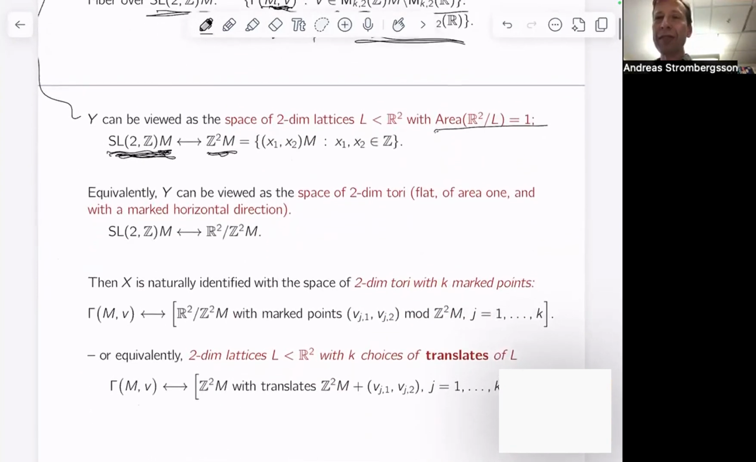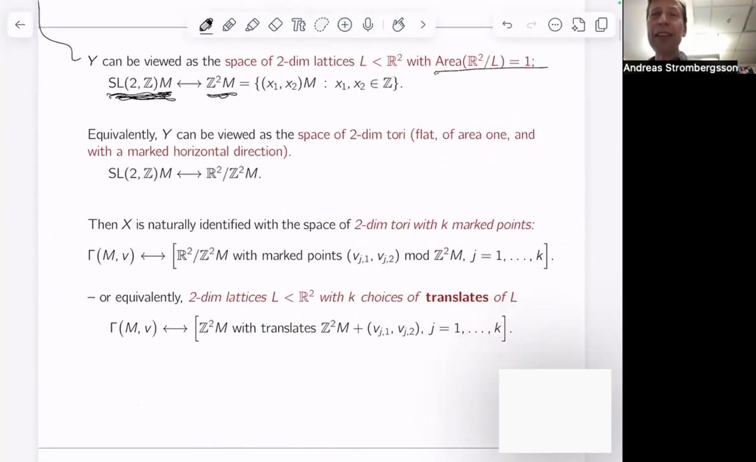Okay, so now, what should we think of about this fiber? I should also say that Y can be seen as a space of lattices of area 1. It can, of course, also be seen as a space of two-dimensional flat tori of area 1 and with a marked horizontal direction. And this is by identifying a point in Y by the quotient torus, where you take the real plane modulo the lattice.